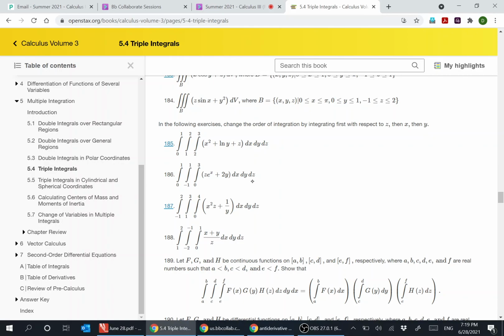Now there's 6 ways to order that. Right? There's 3 factorial, 3 times 2 times 1. So, x, y, z, x, z, y, y, x, z, y, z, x, and the last two, z, x, y, and z, y, x. So with a box, that can be done in any of the 6 orders when all of the boundaries are constants. So this is 0, 1, minus 1, 1, 0, 3.